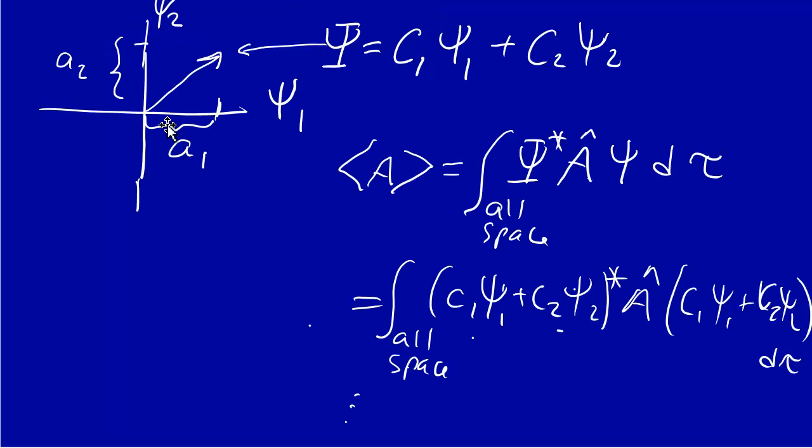What you end up with is that the expectation value for that particular observable will be equal to the coefficient of the first eigenstate times the eigenvalue for that, plus the coefficient for the second eigenstate times the eigenvalue for that. So in other words, we have these two possible eigenvalues, A1 and A2, and the expectation value will be this coefficient squared times this eigenvalue plus that coefficient squared times that eigenvalue.